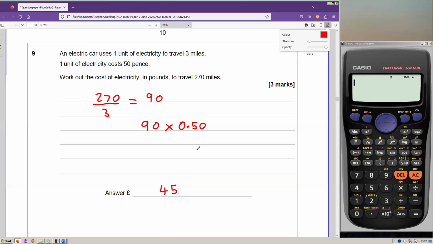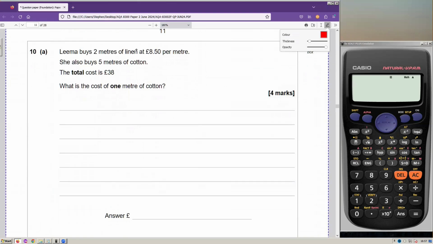No problem. Lima buys 2 meters of linen at £8.50 per meter. She also buys 5 meters of cotton. The total cost is £38. What is the cost of 1 meter of cotton? Okay. Well, she's bought the linen and bought 2 of them, £8.50 per meter. Let's work out the amount of linen bought, or the cost of the linen. So that's going to be £8.50 times 2.